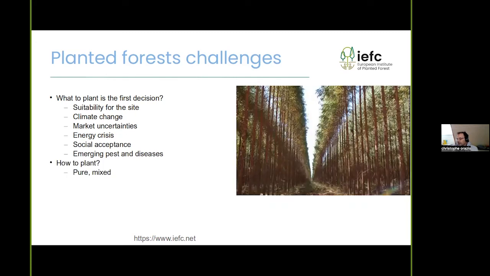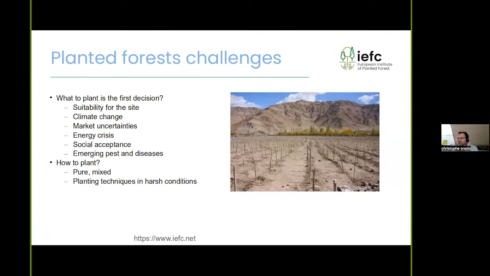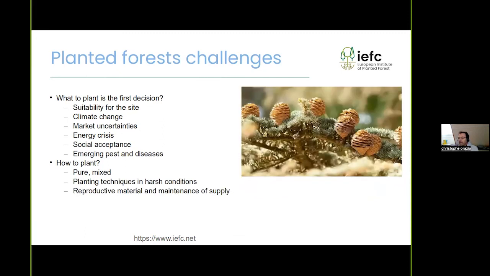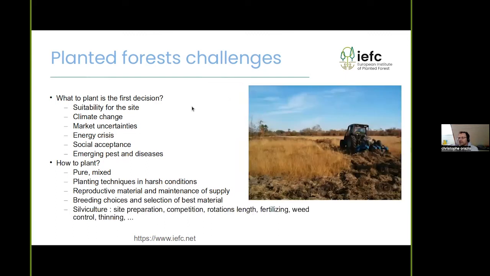How to plant? Again, there are many questions here that have to be addressed. Do you want to plant pure or mixed plantations? How do we do in harsh conditions? How do we maintain and make sure that we will have the reproductive material we need if we initiate big plantation programs? What are the choices that have to be made for breeding programs? How to select the best materials that will meet actual and future demands and the future context with global change. And of course, there are many things we have to revisit, all the silviculture that used to be done before, because of all these changes.